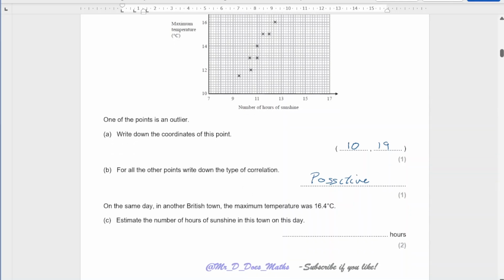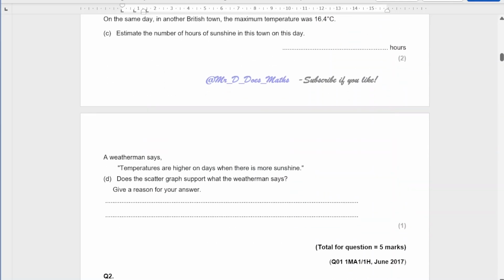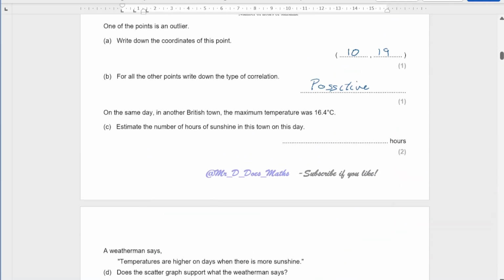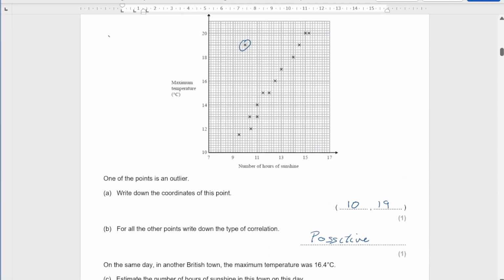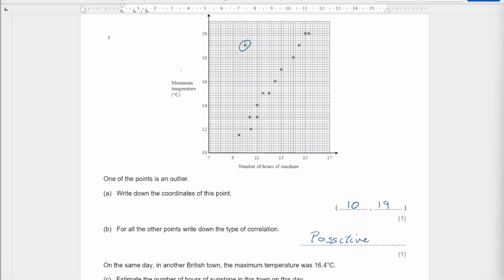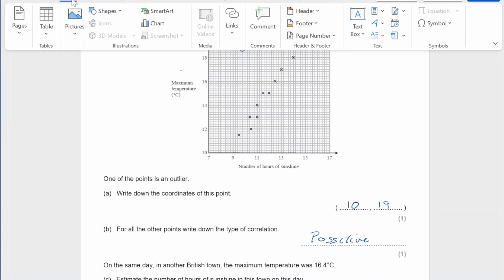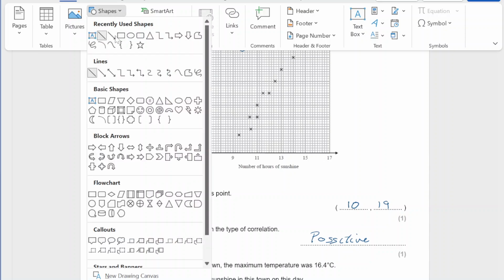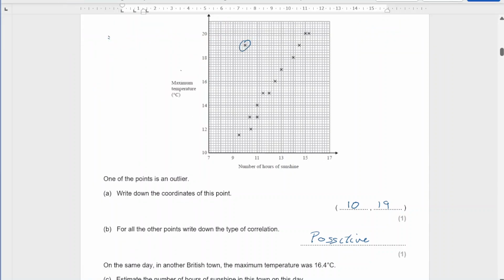And final part, is it the final part? On the same day in another British town, the maximum temperature was 16.4 degrees. Estimate the number of hours of sunshine in the town on this day. Okay, so we're going to use a line of best fit to help us out with this one. So I want to insert a straight line that best matches the data. Always a great way of doing a line of best fit.